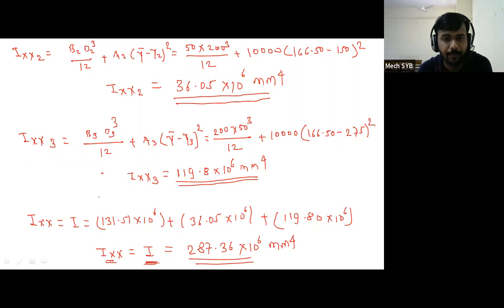Okay. So this is the Ixx value, which will be considered as the moment of inertia, and this value we have to use for your further calculation of the bending stresses. We have to calculate the bending stress induced in the entire I section.